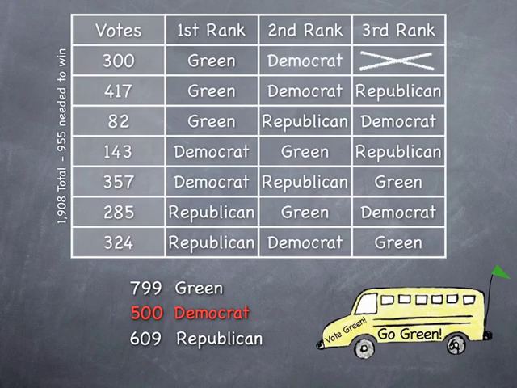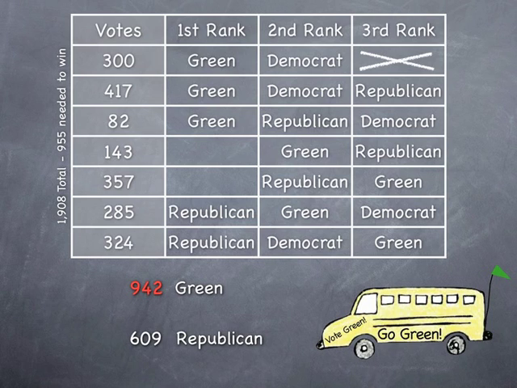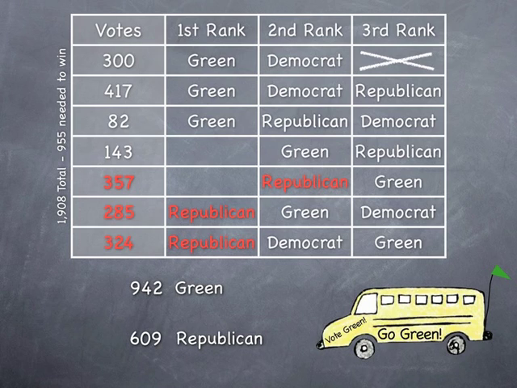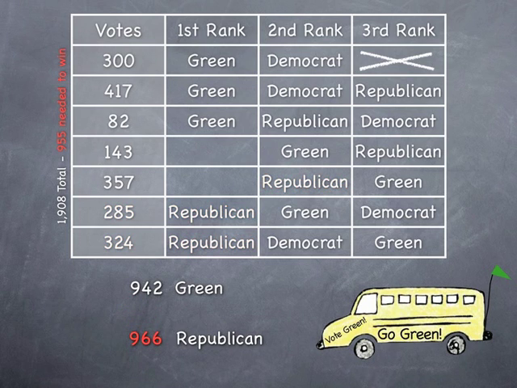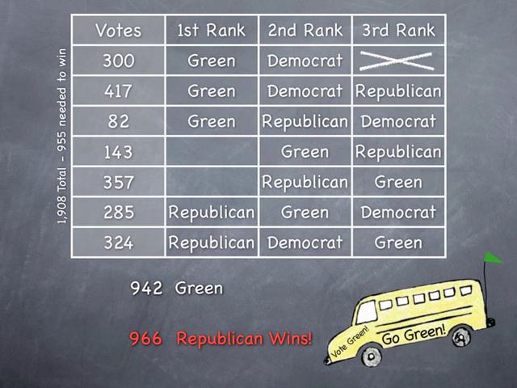Huh? What? Let's look at that again. You have the Democrat with 500 votes. He gets eliminated because he has the least number of first-ranked votes. The votes then are redistributed, 143 to the Green Party candidate, 799 plus 143 from the second ranks. That gives the Green Party candidate a total of 942. There's a second choice for the Republican of 357, which gives the Republican 966. You need a total of 955, which is a majority, 50% plus 1. The Republican wins.